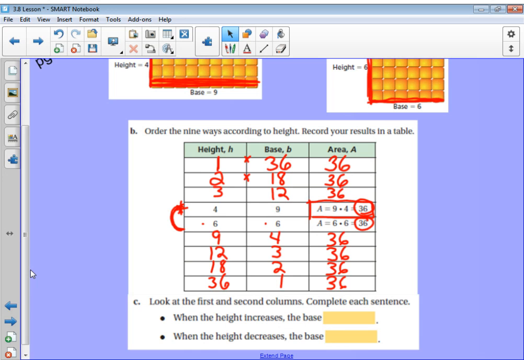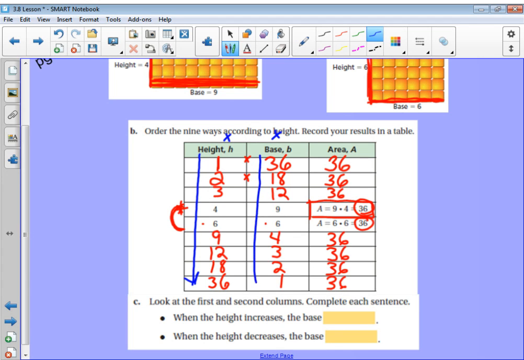Okay, so now at the top of page 84, you have these same questions that you see at the bottom of my screen. It says, look at the first and second column. So we're focusing on our height column and our base column. And it says, complete each sentence. When the height increases, so as this column increases and we get bigger as we go from top to bottom, what is happening to our base? What's happening to our base numbers? They're decreasing, right? As we went from 1 to 36, but then when our height went to 2, our base went down to 18. So this would be decreases.